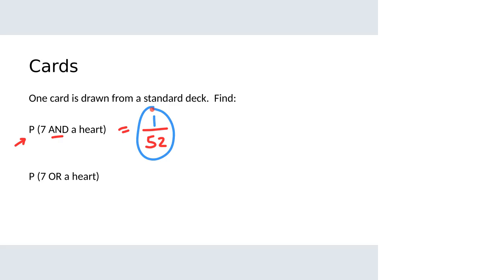Okay, let's look at that question down there at the bottom now. What's the probability of getting a 7 or a heart? So now the word changed from and to or. That changes what my successes are going to be.